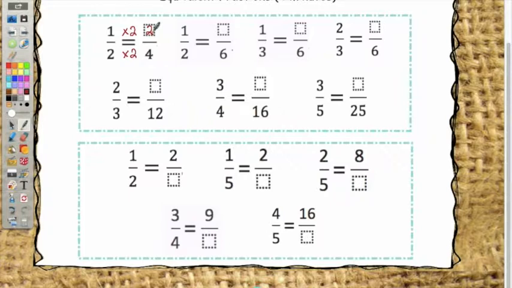So the next one, 2 times something equals 6. 3. So times 3 again. Pretty simple when it's a 1. 3 times something equals 6. 2. Okay, what about the next one? 4. 3 times 2. 2. Same answer. So 2 times 2 is 4. Okay? Try these next 3 on your own using the same strategy.